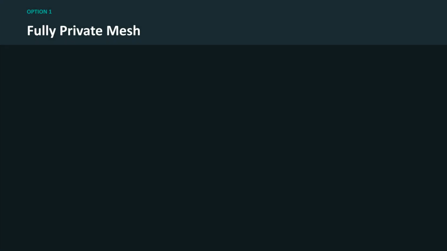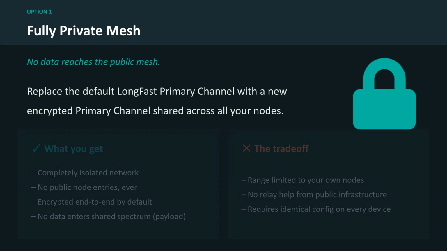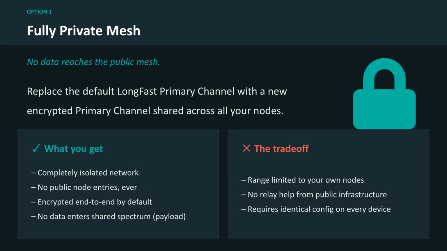Option 1 is a fully private mesh. You replace the default LongFast primary channel with a new encrypted primary channel shared among your nodes. This results in a completely isolated network with no public visibility, but limits your range to your own nodes.